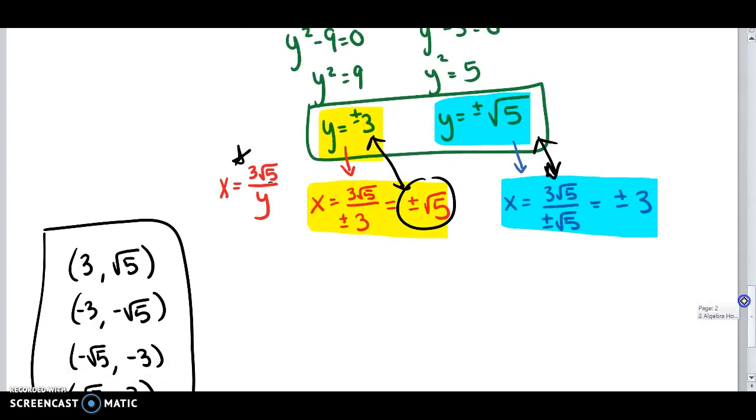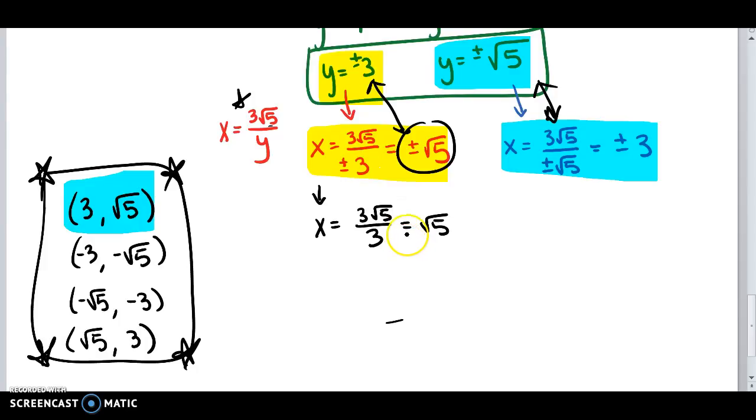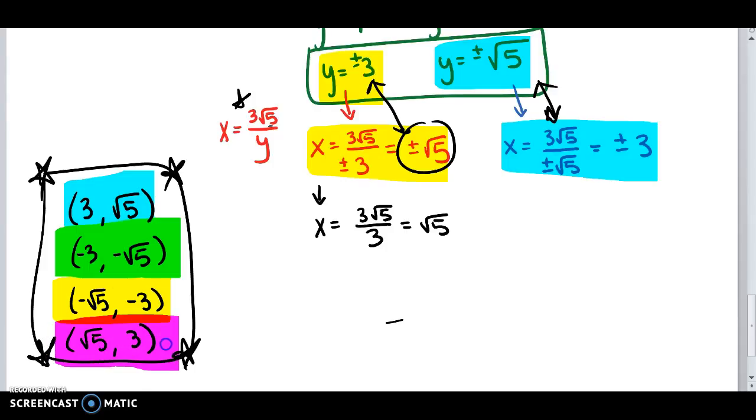And this is where it gets tricky in writing your answers. So this is my solution, right? The tricky thing is you need to make sure your y and x go together. For example, I wrote plus or minus root 5 here and plus or minus 3, but in order to get plus or minus root 5 as my x, I would have had to plug in positive 3. If I plug in positive 3, it would be 3 root 5 over 3, so my x would be root 5. So 3 and root 5 go together and they're listed as a point. If I plugged in negative 3, I would have gotten negative root 5. So negative 3 has to go with negative root 5. When you're listing your solutions, just make sure they go with the one that you plugged in. If not, you might get way too many solutions.